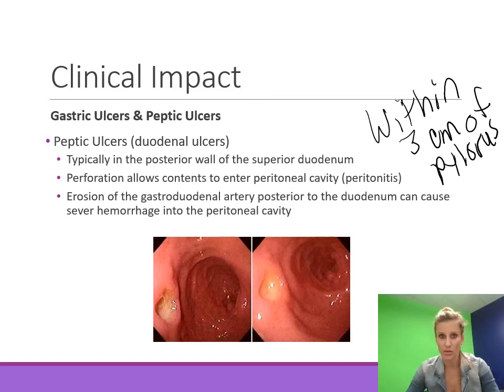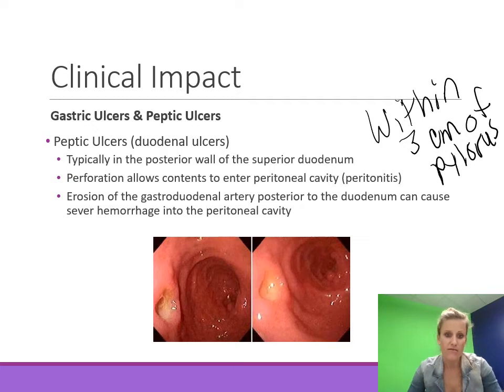If they're associated with acid eating away at the wall or the mucosa, it makes sense that the most acid is present closest to the stomach. The further away from the stomach you get, the more you're neutralizing that acid, and so the less likely it is to be getting ulcers. So the peptic ulcers are typically occurring in the very beginning of the duodenum, close to the stomach where there's the most acid.